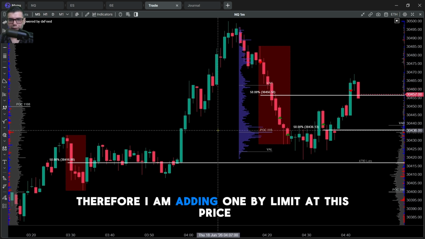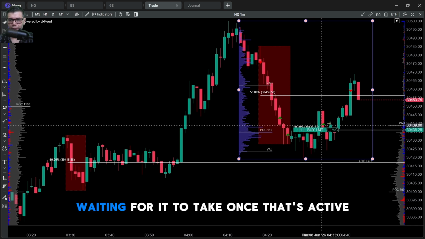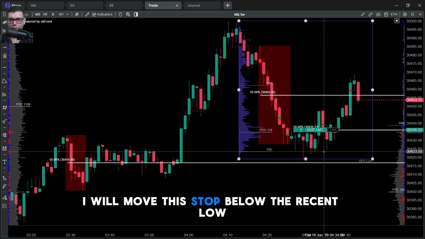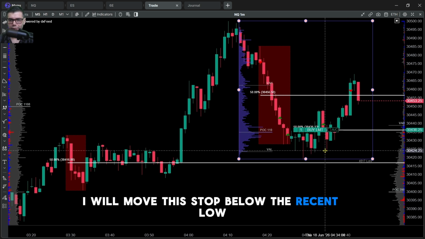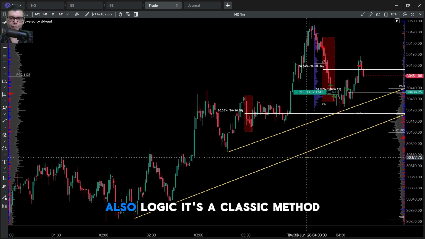Therefore, I am adding one buy limit at this price, waiting for it to take. Once that's active, I will move the stop below the recent low, which is here at $424.